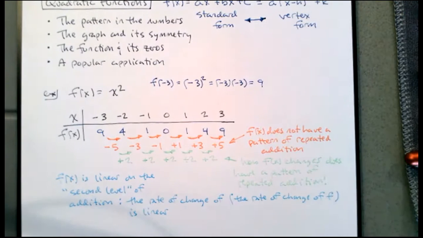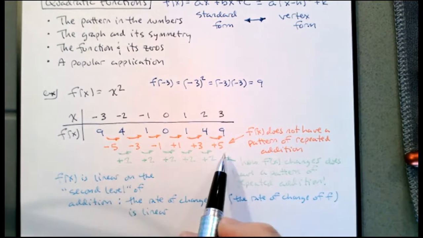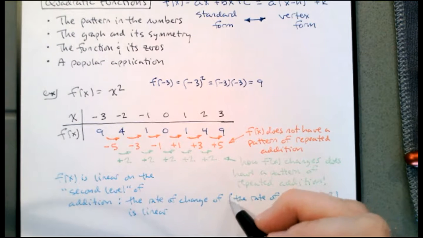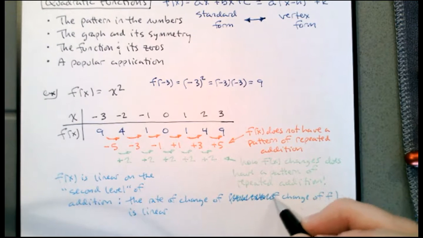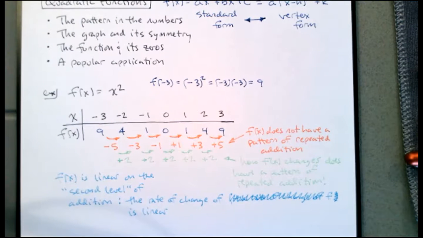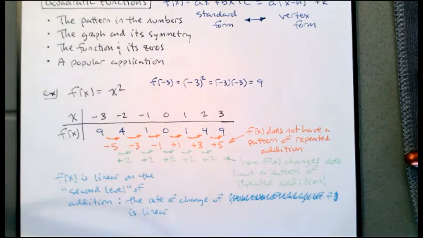Oops, I put too many rates of change. The rate of change of f is linear. So here's f, that's not linear. Here's the rate of change of f, that is linear. F is not linear, but how f is changing is linear. A pattern with a pattern of repeated addition.